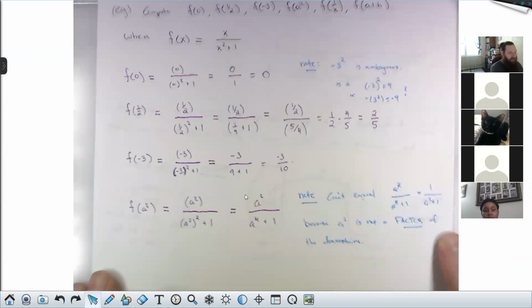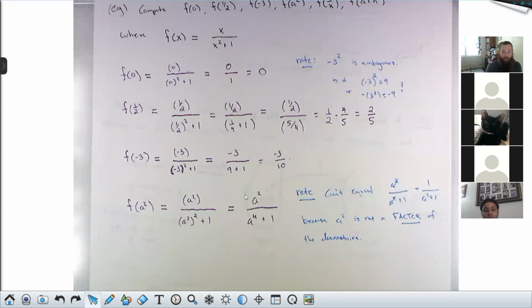All right, so you can only cancel common factors. If you're wondering, can I cancel this? Can I not cancel this? The thing you need to ask yourself is, can I factor out that thing I want to cancel? So the a to the 4 has a factor of a squared, but 1 does not have a factor of a squared. So unless your immediate step before was factoring, you can't cancel. So this really is simplified. This is as good as it's going to get.